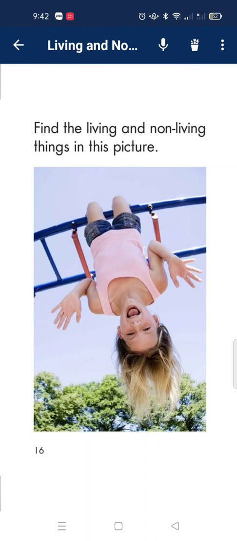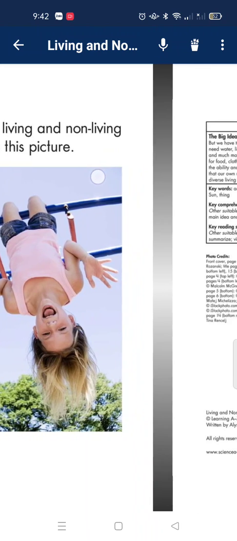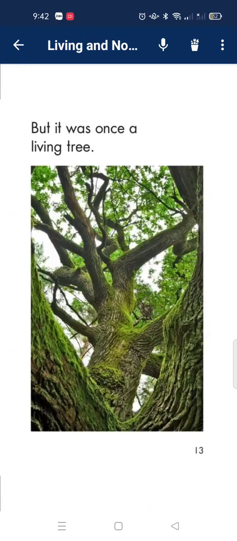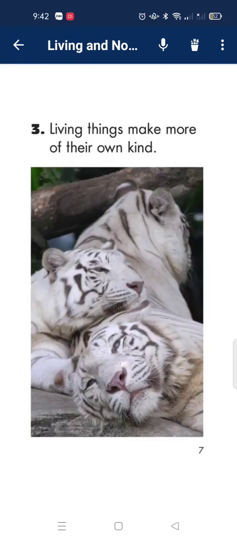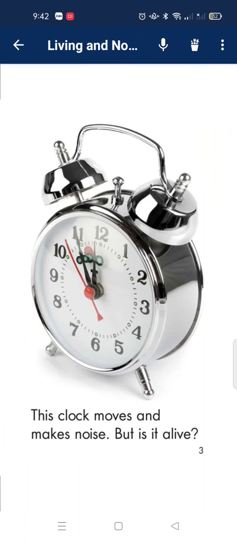Find the living and non-living thing in this picture. This girl is a living thing. Is it a non-living thing? Now I will show you. Is a clock a non-living thing? It is, because it's a machine. People can make it move. If people make it move, I will show you.